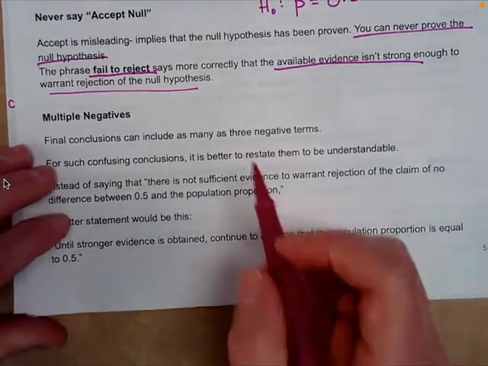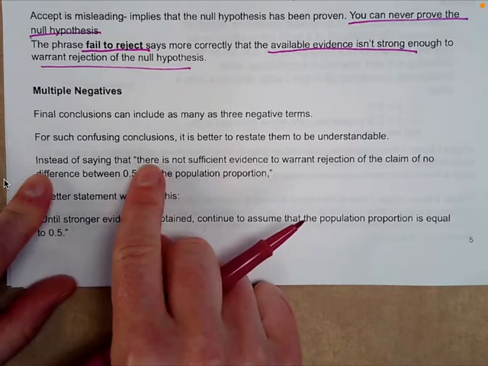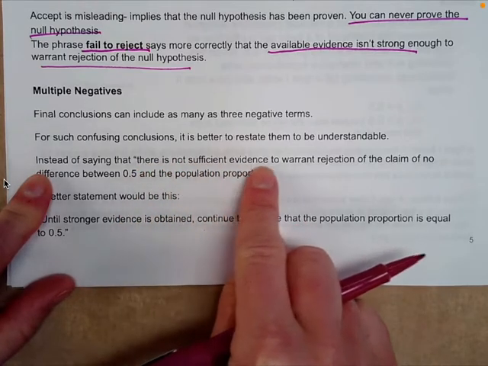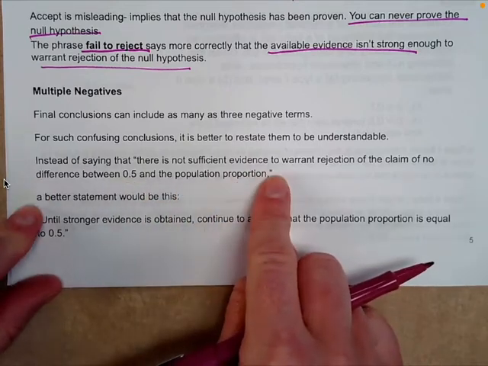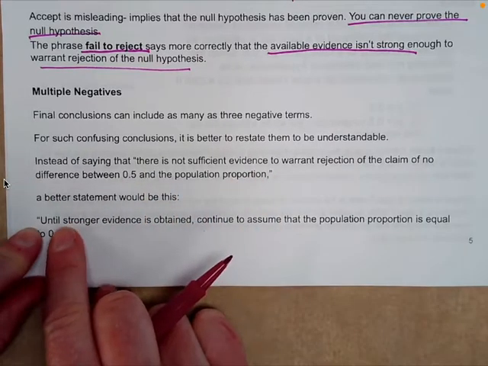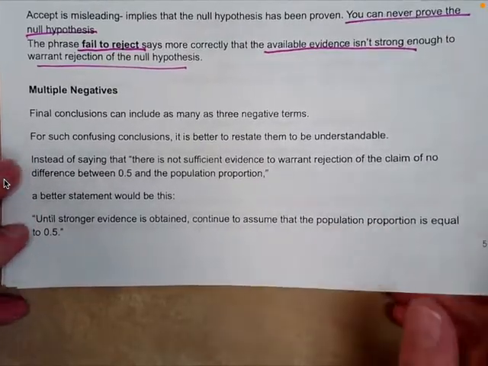So some conclusions have a lot of negative terms, which can be really confusing. So instead of saying there is not sufficient evidence to warrant rejection of the claim of no difference between this and that, you would say, until stronger evidence is obtained, continue to assume that the population proportion is equal to 0.5.